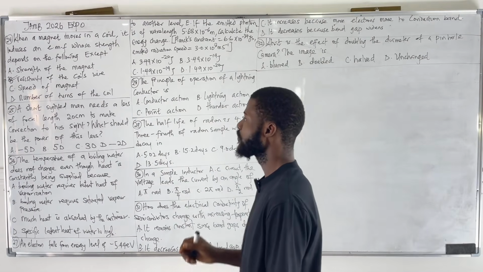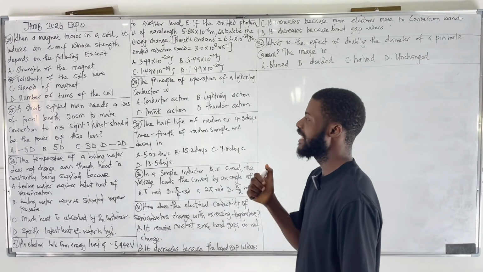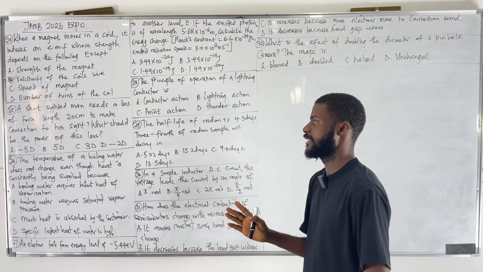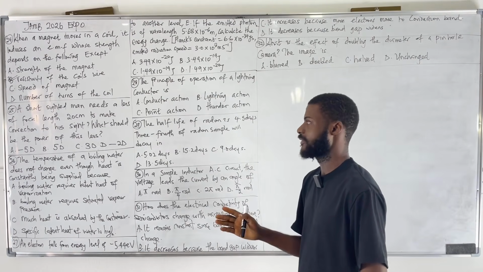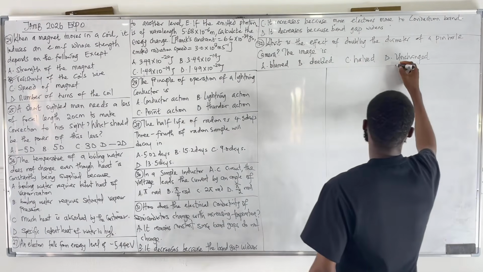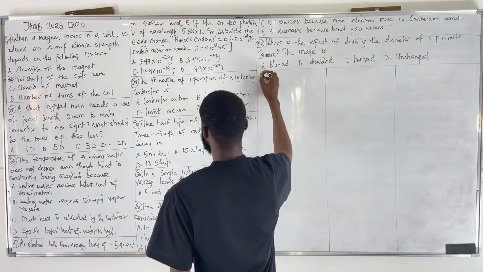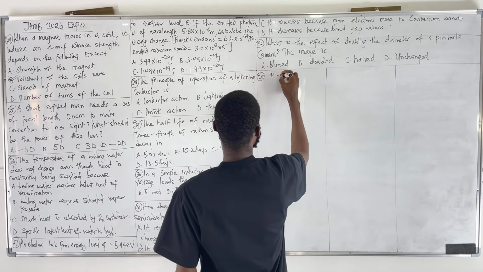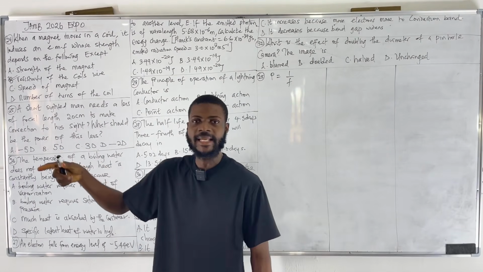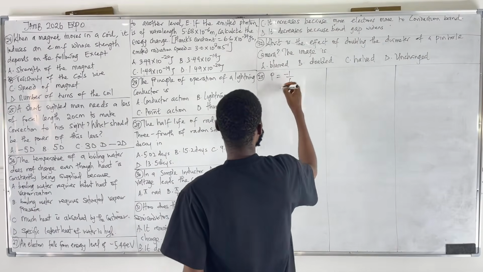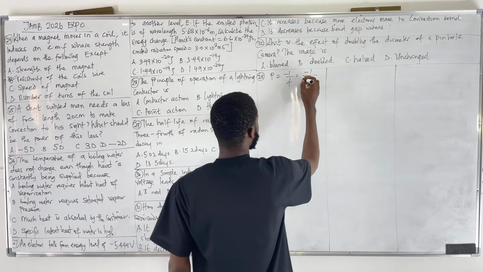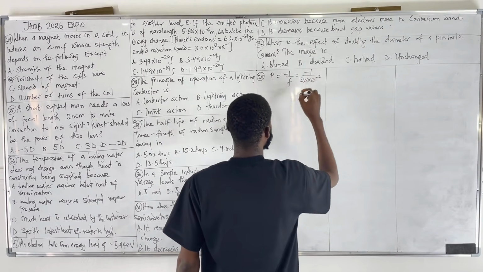Number 25. A short-sighted man needs a lens of focal length 20 cm to make correction to his sight. What should be the power of this lens? Question 25. Now we know that power is 1 over F. In this case, he's a short-sighted man, so it's going to be negative. So this will become minus 1 over the focal length, which is 20 cm, so 20 times 10 to the power of minus 2.